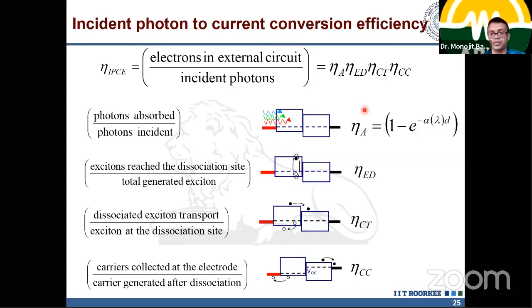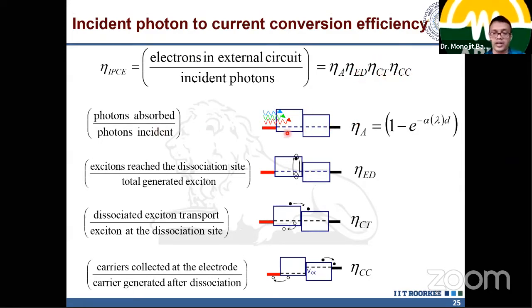There are a lot of steps, and all the efficiencies are actually multiplied, right? They are not an algebraic sum. They are sort of like a product function. So if one of the components is very low, then the overall efficiency goes down. So this is the incident photon to current conversion efficiency, that's the electrons in the external circuit divided by the incident photons. And it can have the absorption efficiency, exciton diffusion efficiency, charge extraction efficiency, charge transport, and charge collection.